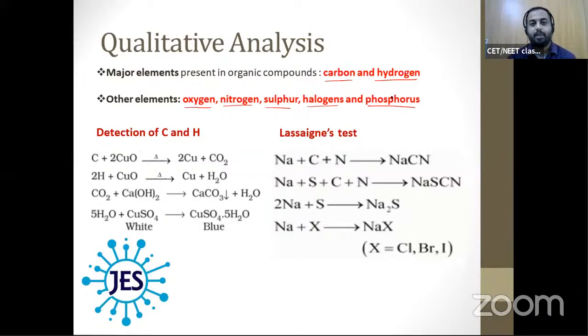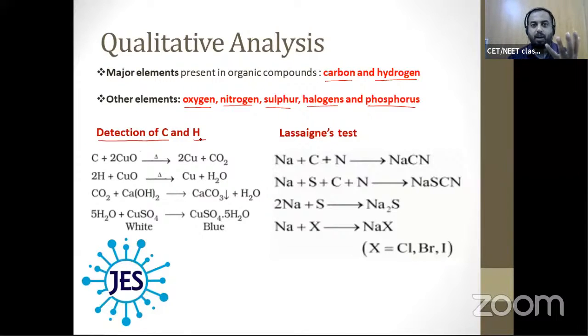Now, how to detect these elements? You need to be aware of these processes, reactions, which will help you detect these. Okay? First and foremost, detection of carbon and hydrogen. How do we do it? Easy.